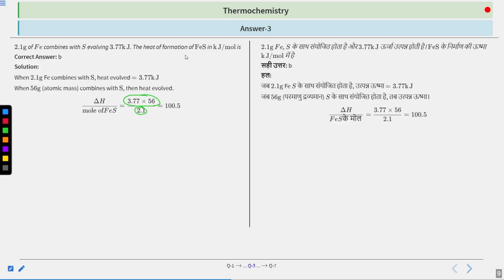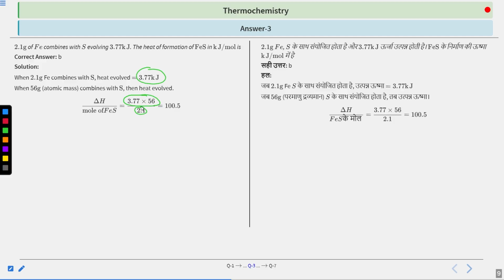You have to calculate the heat of formation for 1 mole. Basically for 2.1 gram it was already given, and you have to find it for 1 mole. So how will we find it? First of all, for 2.1 gram, if it is this amount, then for 1 gram it will be 3.77 by 2.1, and in 1 mole the FeS mass is 56. Therefore for 56 grams it is multiplied by 56.